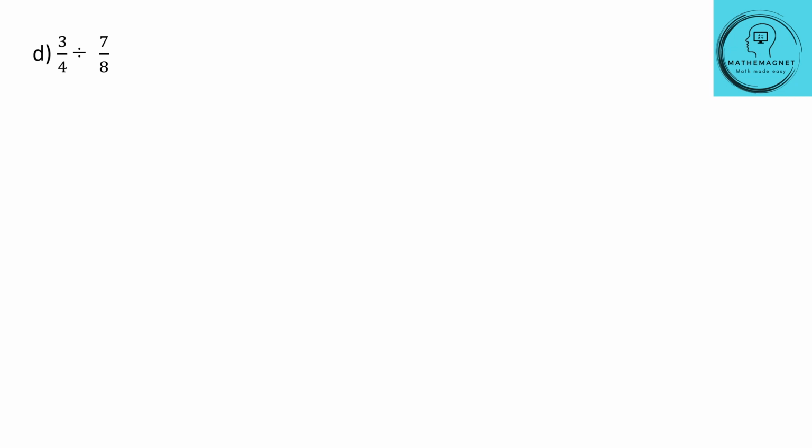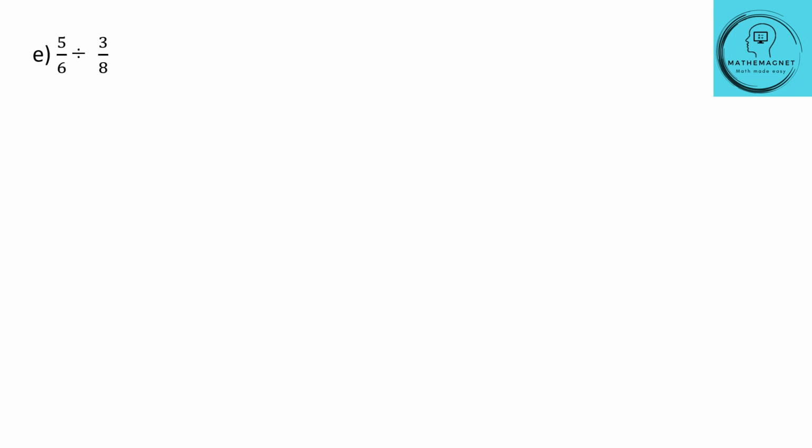Question D. 3 by 4 divided by 7 by 8. It can be rewritten as 3 by 4 into 8 by 7. 4 and 8 will cancel out each other 2 times. And then you will have to rewrite it as 3 into 2 by 1 into 7, which is equal to 6 by 7. It cannot be simplified further, and this is the simplest form.